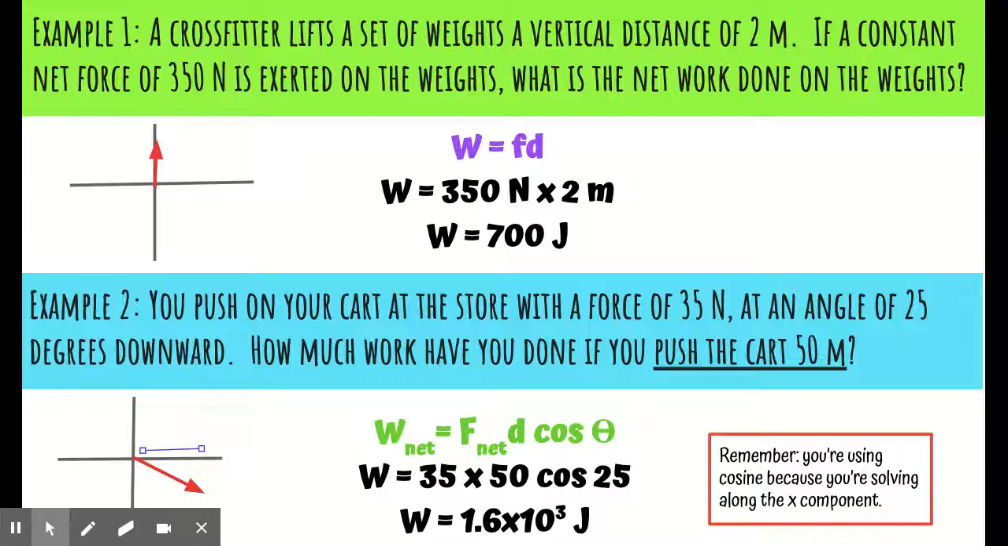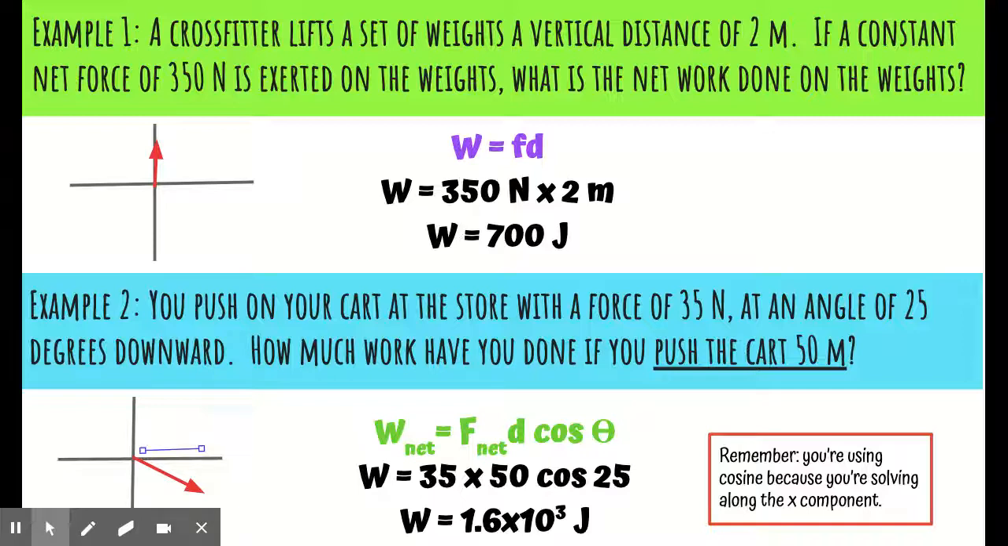Another example: you push your cart at the store, like your grocery cart, with a force of 35 newtons at an angle of 25 degrees downward. So you're walking behind it and you're pushing it. You're not pushing it parallel to the ground exactly, right? You're not getting down on the ground and crouching and pushing behind the cart. You're standing, right? So the force is being applied from your arms, your upper body, kind of at a downward angle. So how much work have you done if you push the cart 50 meters? In this case, we're going to have to figure out our net force and then include some of the trig functions because we do have an angle.